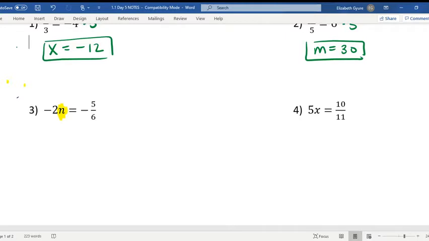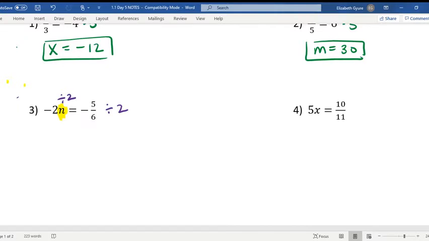So what you would do, this is -2 times n. So the opposite of multiplying is dividing. So technically what we're going to do here is divide both sides by 2. Except I'm not going to use my fraction bar here because on the right hand side, isn't there already a fraction? If there's already a fraction, do I want to add another fraction bar? No.